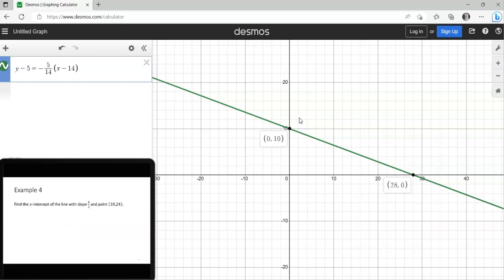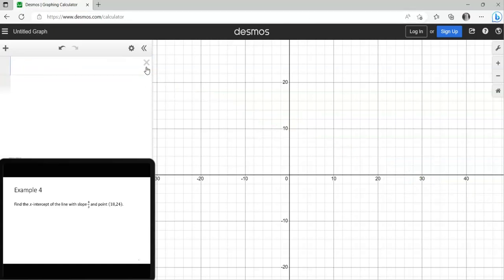Let's say, next question here, find the x-intercept of the line with slope 4/3 and point (18, 24). So if you recall, the point-slope form is y minus the y value equal to the slope times x minus the x value. So that's going to become y minus 24 is equal to 4/3 times x minus 18.